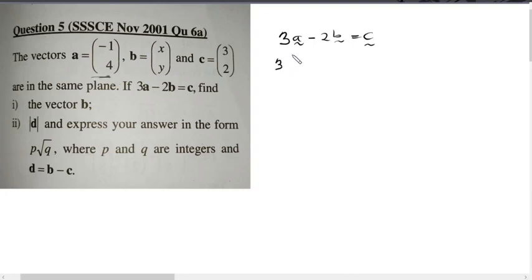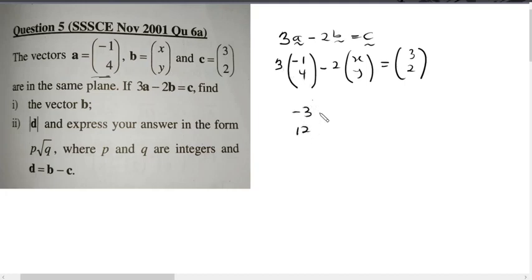So you can write 3 and you put negative 1, 4 in that. Then you have minus 2 times vector b, which is x, y, so you write that, and vector c is 3, 2. So you can also do this. From here you are going to have 3 times negative 1, and that is negative 3. 3 times 4, you have 12.